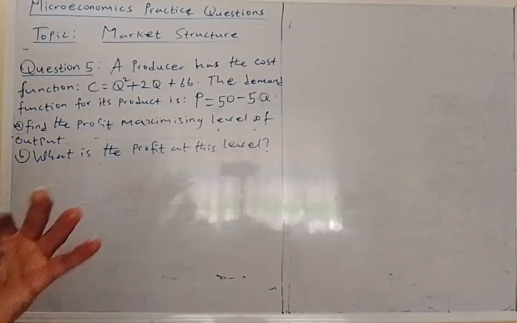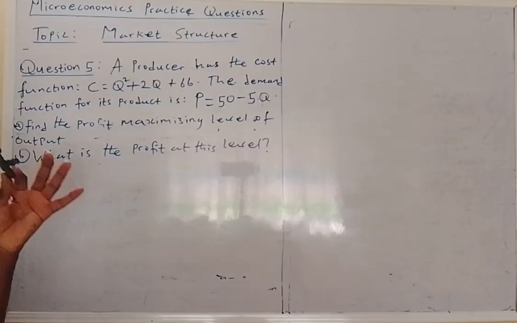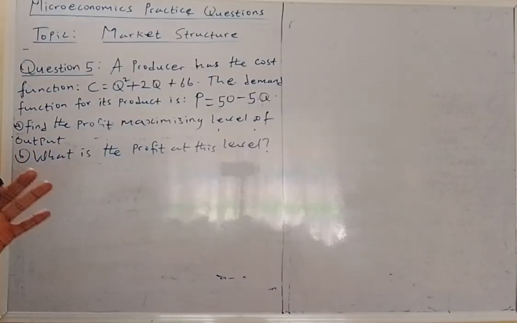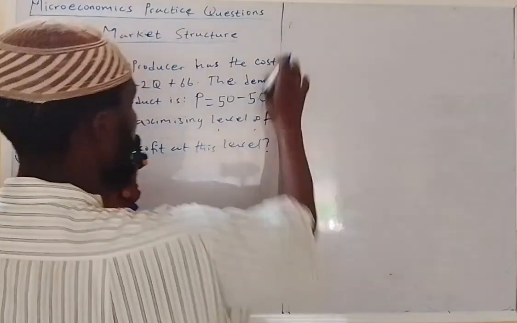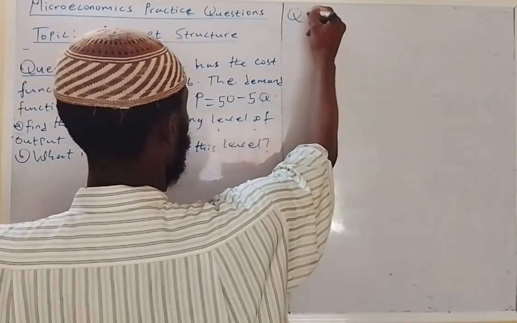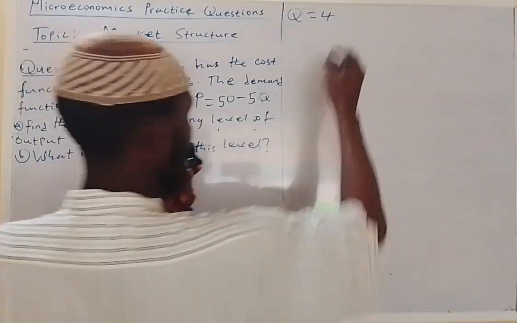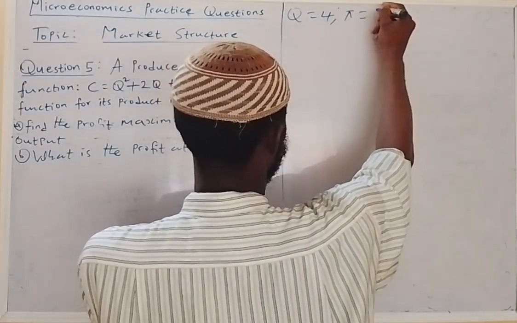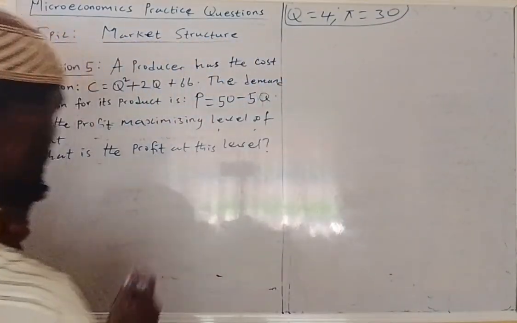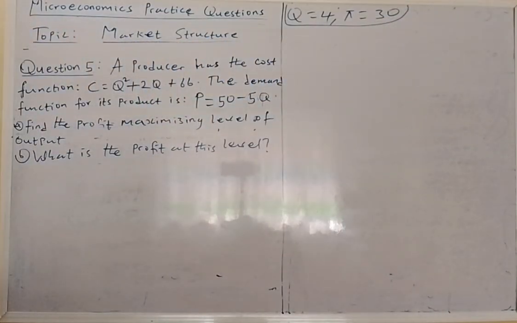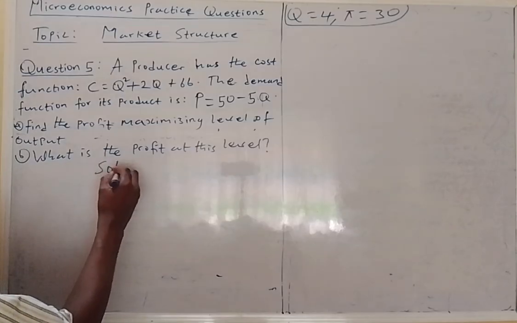In this class, I'll be solving the same question I solved in the previous video using another method, and you are going to see that we get the same answer. You will recall that in the previous video, when we used the first method, we got Q equals 4 and the profit pi equals 30. So just take note of this. I want to apply another method now and see whether we get the same answer or not. Okay, let's go. Here is the solution.